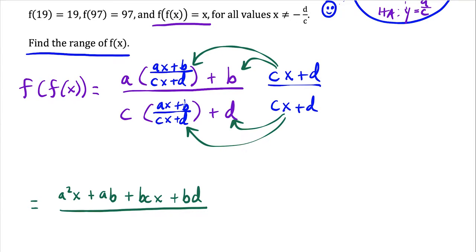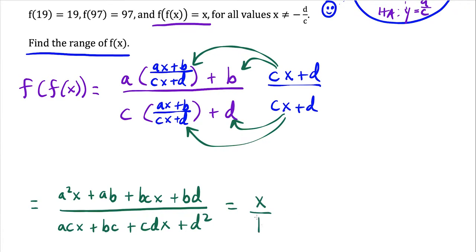So we have c times the numerator. So we're going to have acx plus bc, and then when we multiply cx plus d times d, we're going to have plus cdx, and then d times d is going to make d squared. And we were told once again that f of f of x is equal to x, so we're going to set this equal to x over 1.